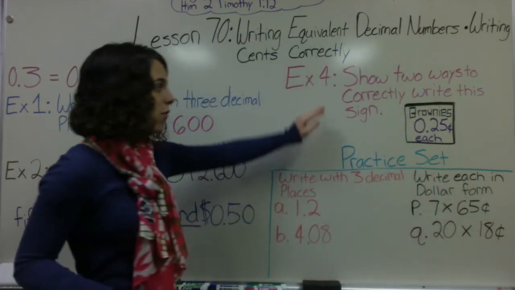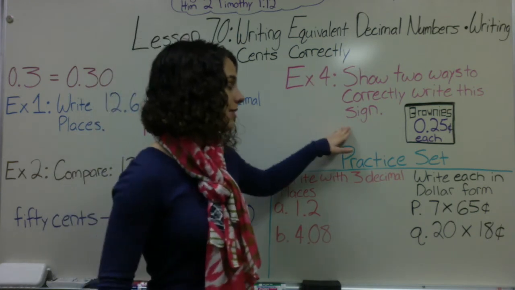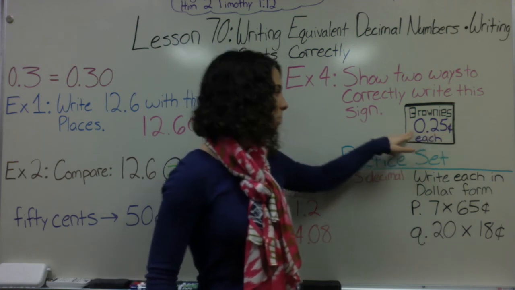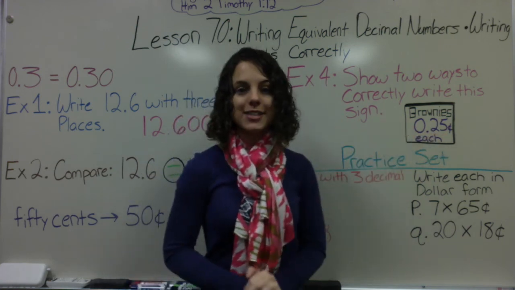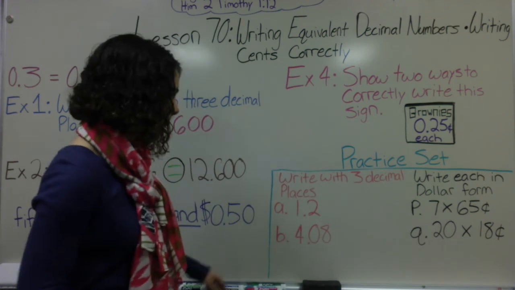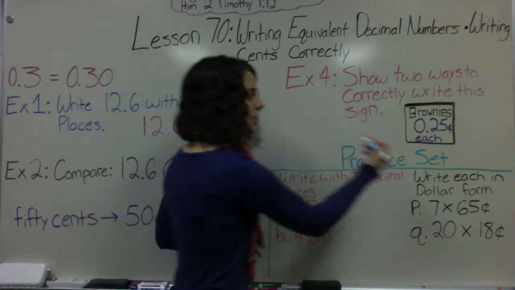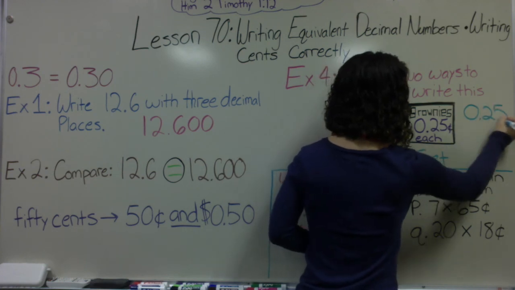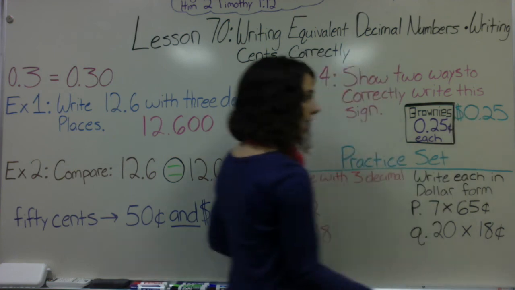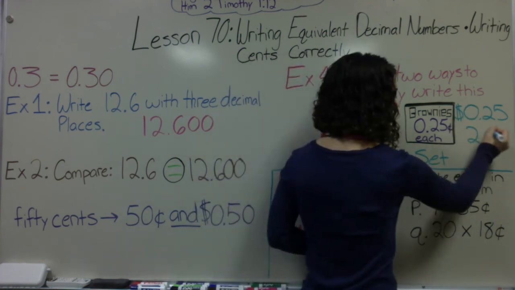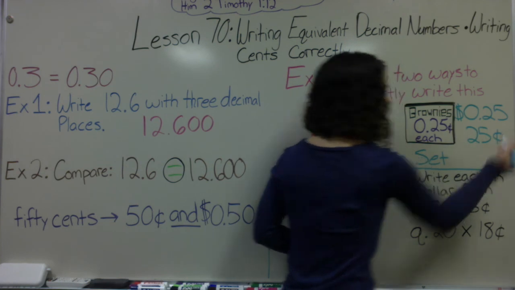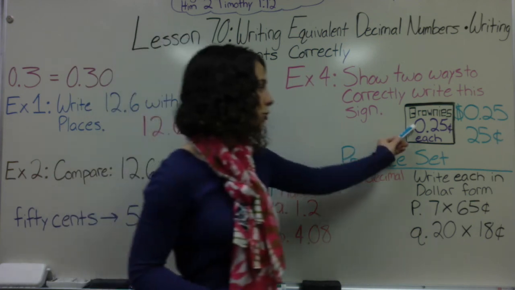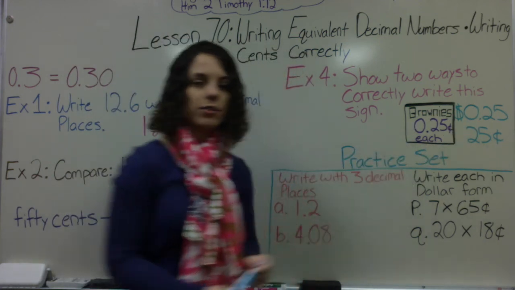So we're going to look at example 4. It says to show 2 ways to correctly write this sign. So this is an incorrect way. You have brownies for 25 cents, but it's written incorrectly. So I want you to go ahead and write the 2 ways to write it correctly. And you should have put $0.25 with your dollar sign. And you should have also put 25 cents with the cent sign. So those are the 2 different ways that you could write 25 cents. This is incorrect. Both of these are correct. I want you to have those written down.